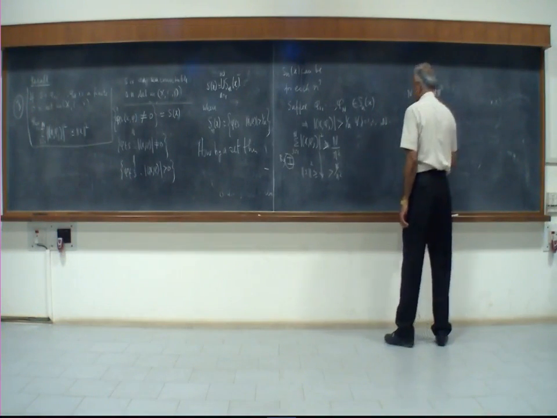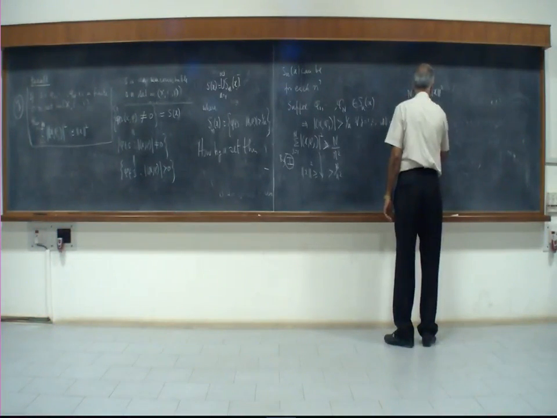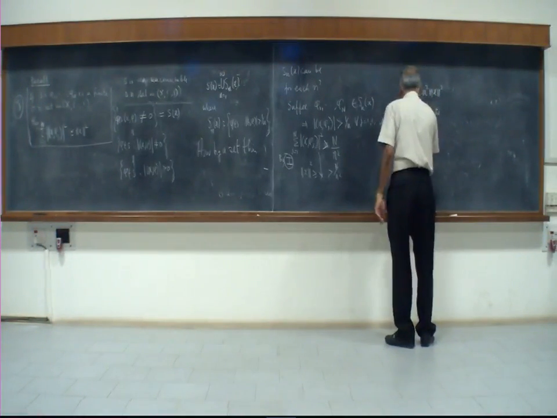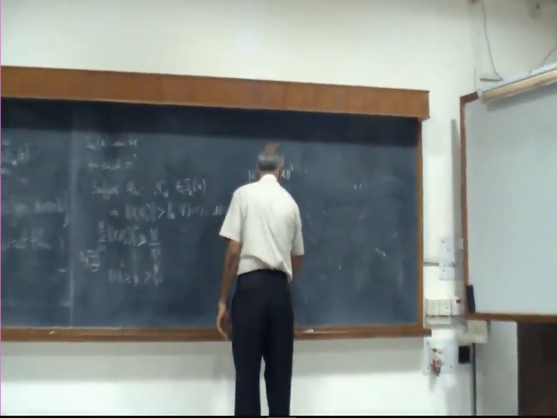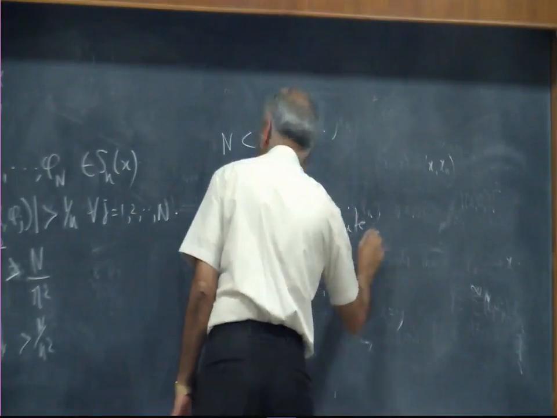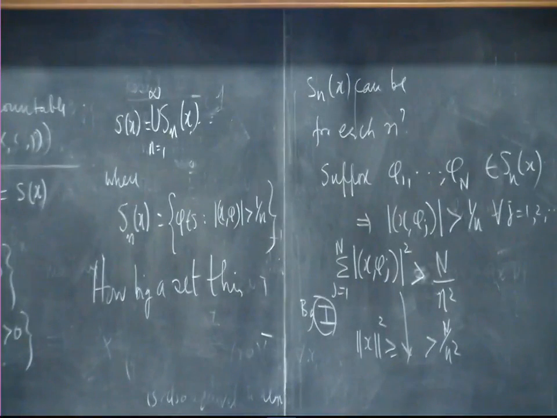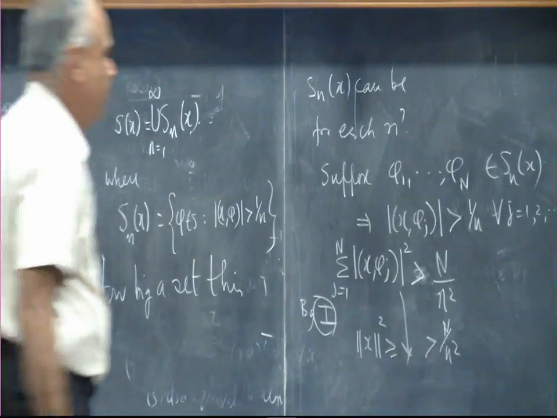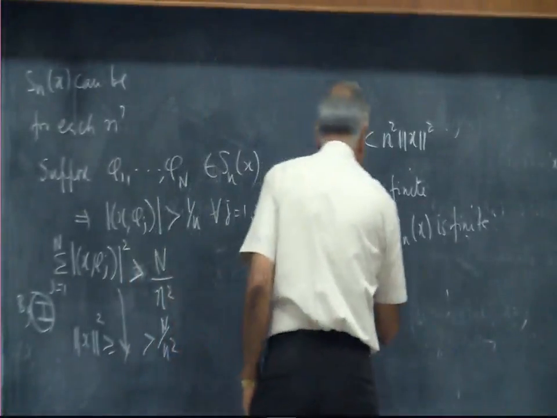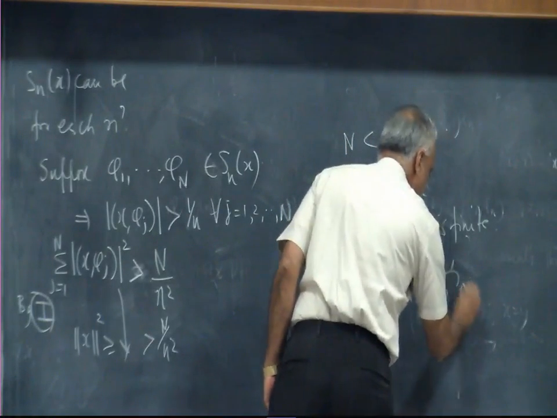Okay, each S_n, n is finite, that is what I had written here, and therefore each S_n(x) is finite. So, what can I say about S(x)? If I put together a sequence of finite sets, it will be either finite or countably infinite. So, the cardinality of S(x) has to be less than or equal to aleph naught.